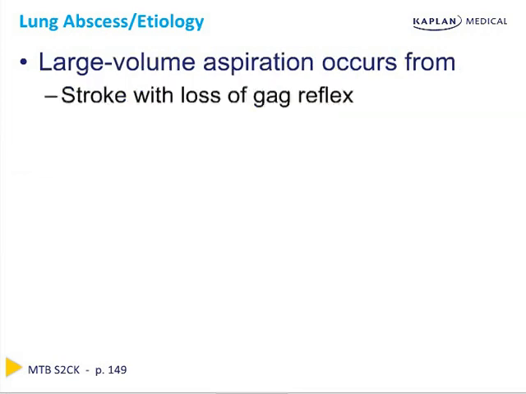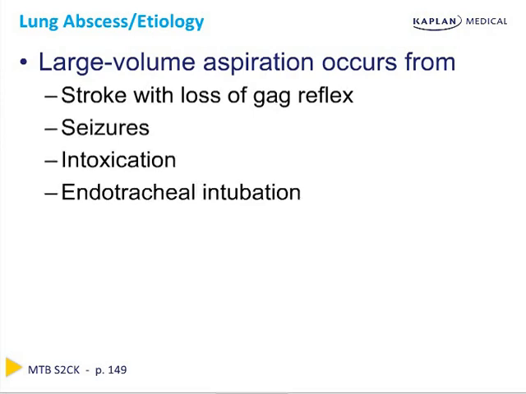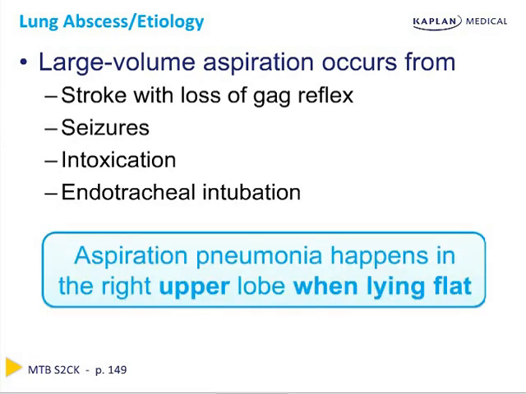Large volume aspiration occurs from a stroke with loss of the gag reflex, seizures, intoxication, or endotracheal intubation. Aspiration pneumonia usually happens in the right upper lobe when the patient is lying flat. That simply has to do with the way that the upper airways are shaped.